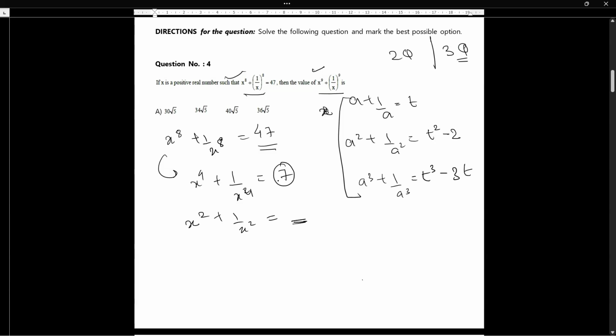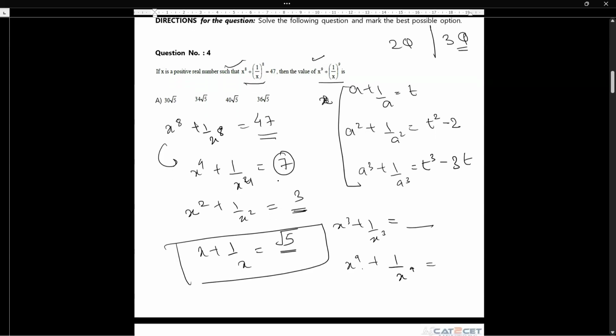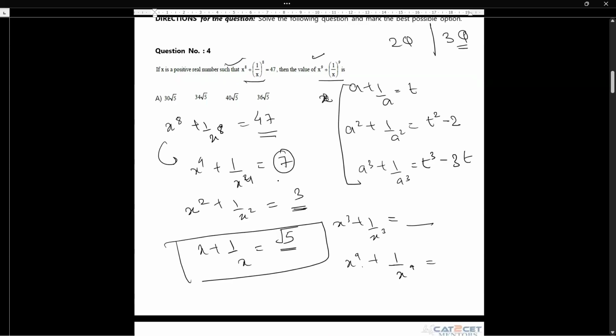I will think some number was there, its square minus 2 is this. So this is 3. From here, x plus 1 by x, I will see some number was there, its square minus 2 is this. So under root 5. If I get this, can I not write x cube plus 1 by x cube is equal to t cube minus 3t? That means root 5 cubed minus 3 times root 5. When you get this, you can directly write the answer as this cube minus 3t. Pretty much basic. You need to know these three, and you are good to go with the questions.